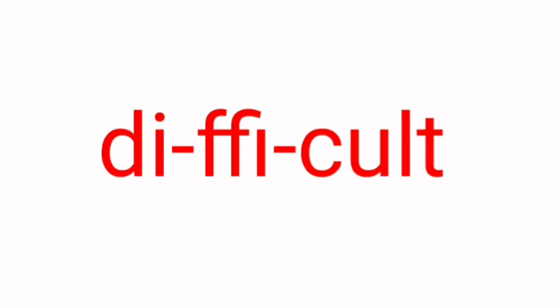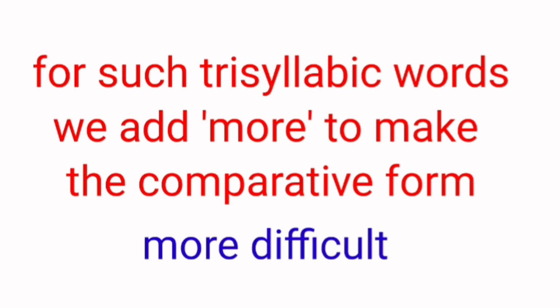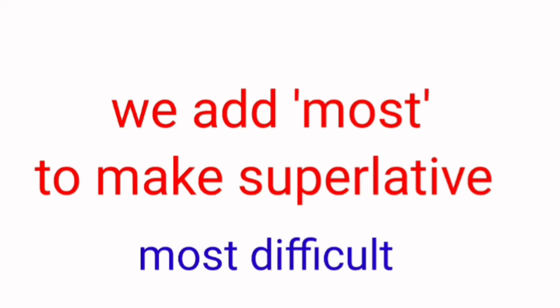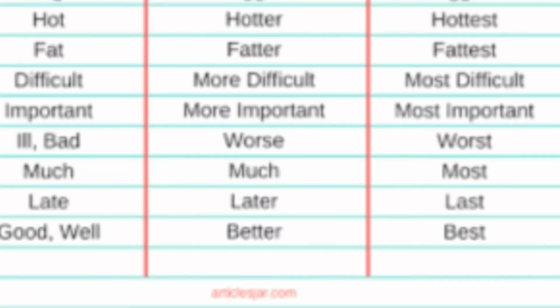You need three syllables. So here, while converting into comparative, you use more difficult. And as far as the superlative is concerned, you convert it to most difficult. You can't just add er or est. There's no word like difficulter or difficultest. And the similar rule applies for important. It's another trisyllabic word, and the same rule is for all the trisyllabic words, or rather most of them. There might be some exceptions as well, but for most of them you need to add more for comparative and most for superlative. That's what the rule says.